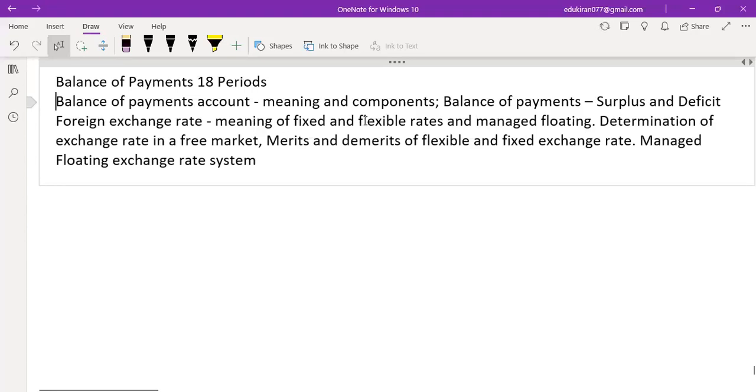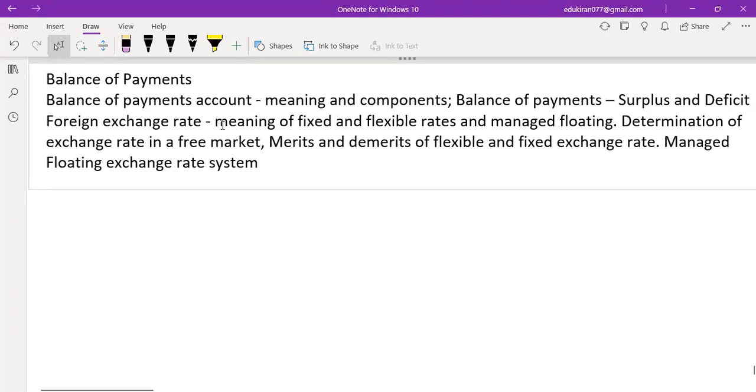Fixed meaning of fixed and flexible rate, and managed floating, determination of exchange rate in the market, merits and demerits of flexible and fixed exchange rate, managed floating exchange rate system. Clear? So these are basically the two chapters in the unit of balance of payment. Clear? So we'll quickly note down the papers and then we will move to the next part.